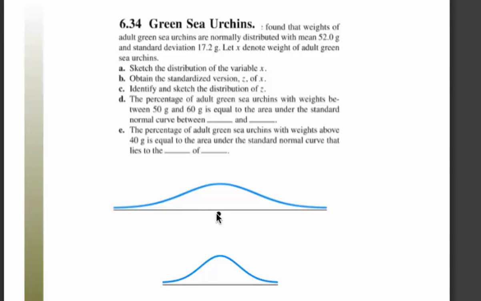So we want to denote what our mean is. Right here, what's our mean? 52. Then one standard deviation above the mean would be 69.2. Now I'm going to verify this. Hold on a second. Okay.